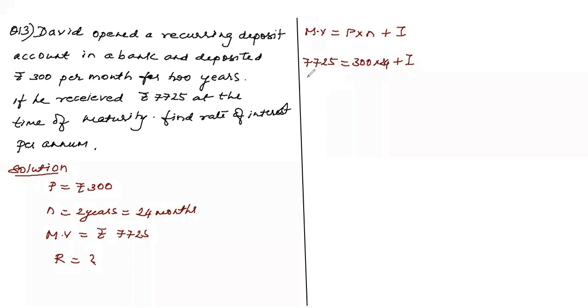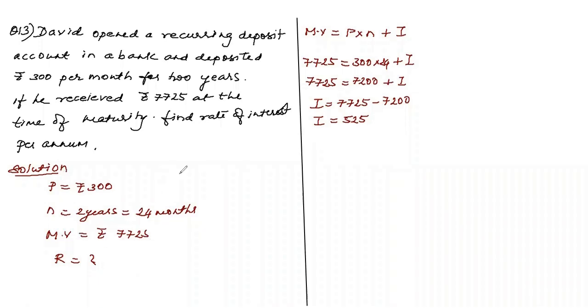So how much will it come, beta? 7,725 is equal to 7,200 plus I. So what is I equal to, children? I is equal to 7,725 minus 7,200. So I is equal to how much? 525. So this is I. Children, what is the value of I? The value of I is rupees 525. Now I have I, but I want R.